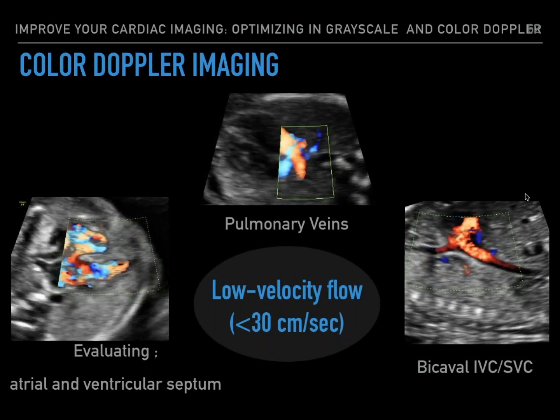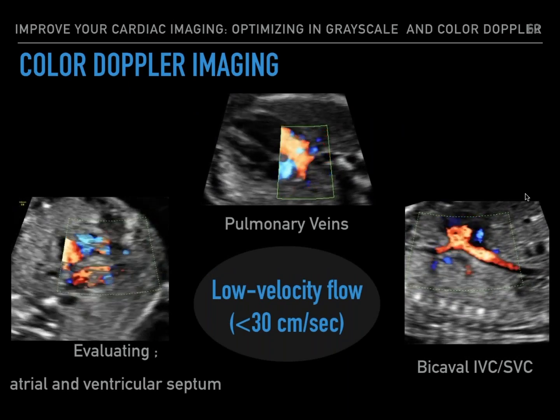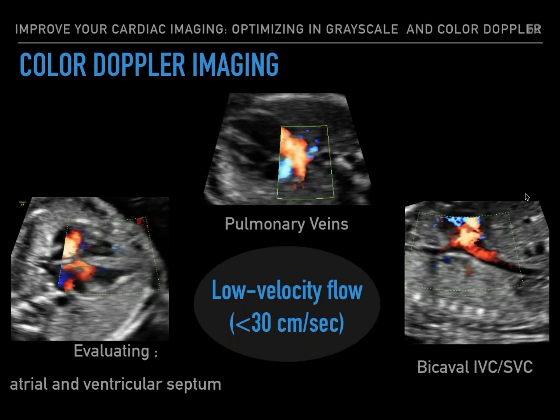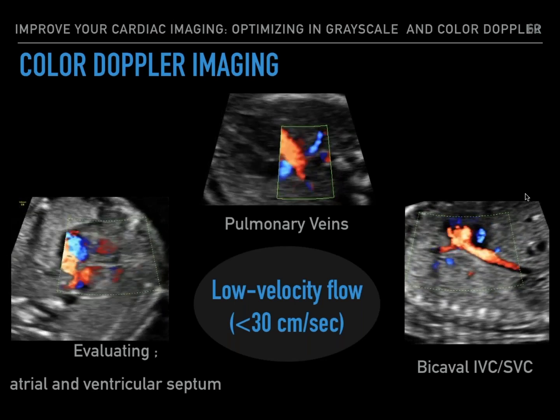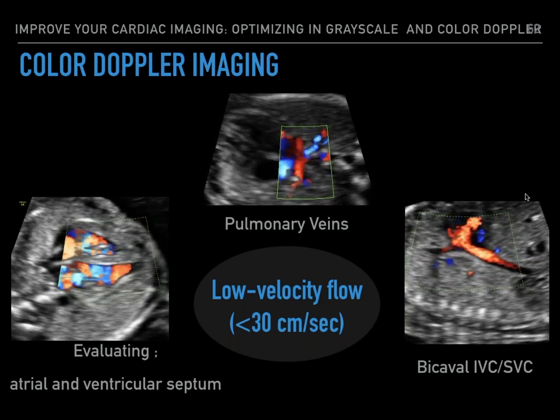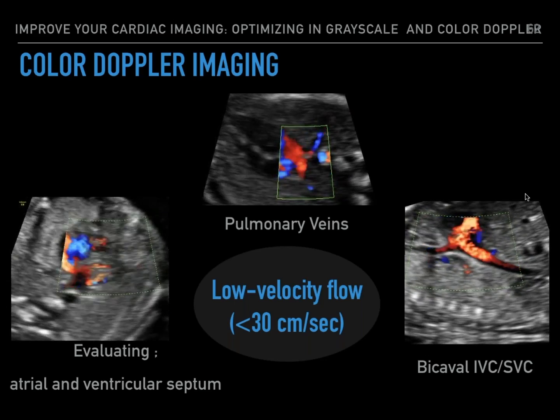And a low velocity range of less than 30 centimeters per second is suitable for evaluating the pulmonary veins and the bicaval view, which is the SVC and the IVC, given their low flow velocity, and for evaluating the atrial and ventricular septum to detect wall defects.